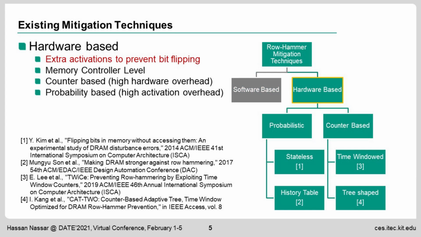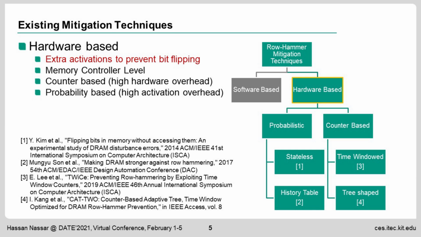The hardware-based is mainly implemented at the memory controller level. In order to prevent bit flipping, the victim row is activated, which restores the charge level of the row. The hardware-based is divided into two classes. Either counter-based, which in the simplest implementation has a counter assigned for each row. This has a high hardware overhead. Therefore, there were trials to reduce the number of counters using time-windowed counters or trees. But overall they all have significant hardware overhead.